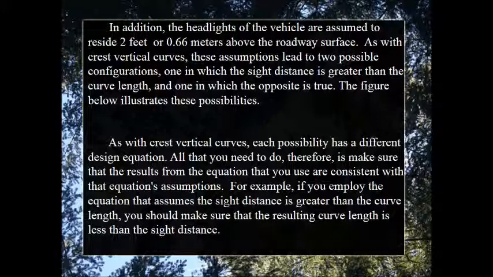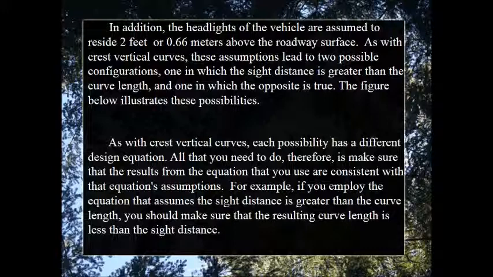As with crest vertical curves, these assumptions lead to two possible configurations, one in which the sight distance is greater than the curve length, and one in which the opposite is true. The figure below illustrates these possibilities. As with crest vertical curves, each possibility has a different design equation. All that you need to do, therefore, is make sure that the results from the equation that you use are consistent with that equation's assumptions.